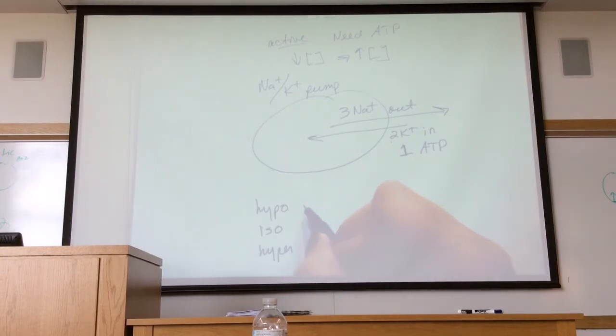Hypotonic means there would be less particles, more water outside of the cell. Iso, same particles, same water. Hyper, there would be more particles, less water outside of the cell.